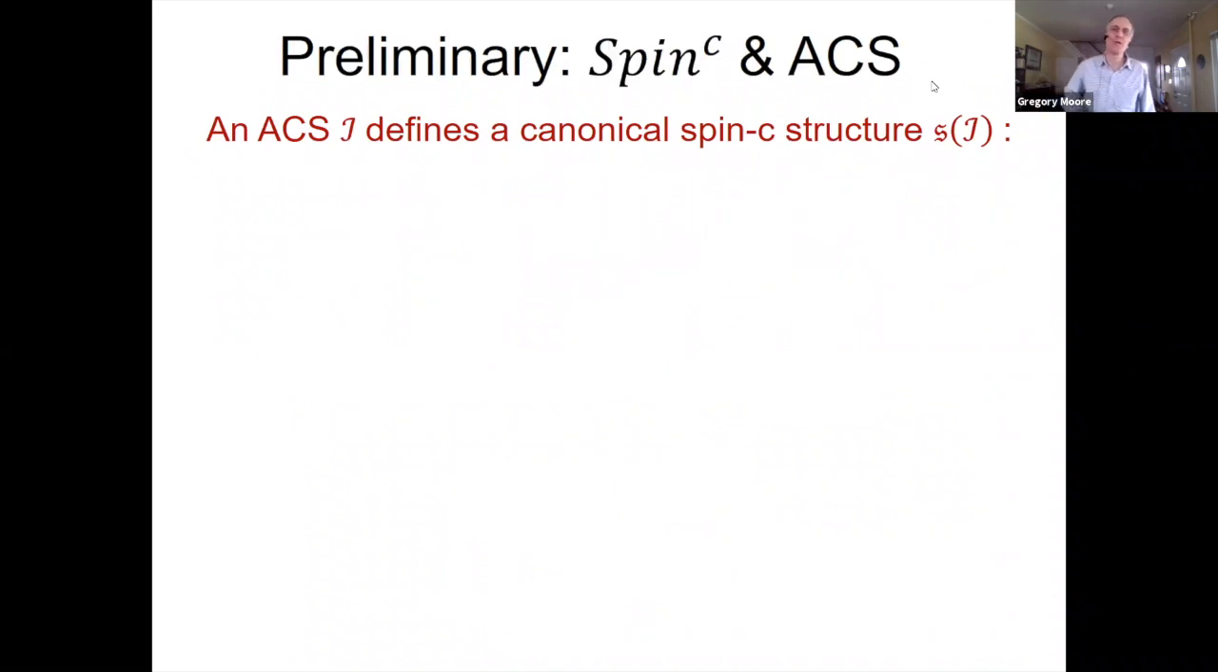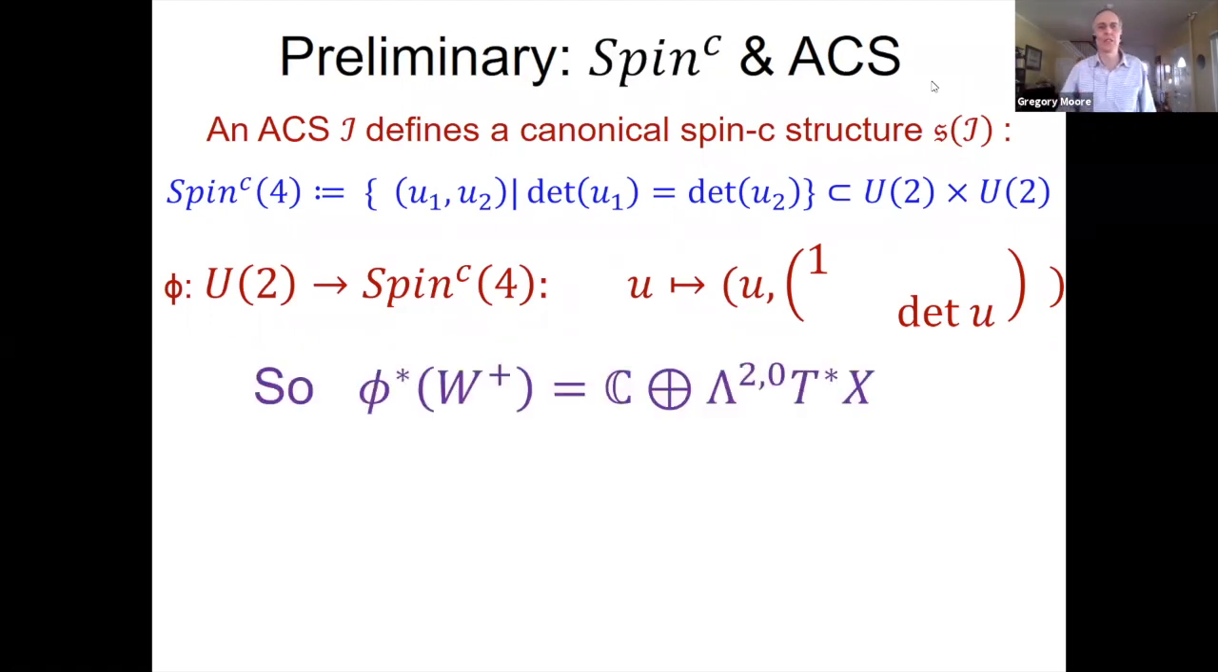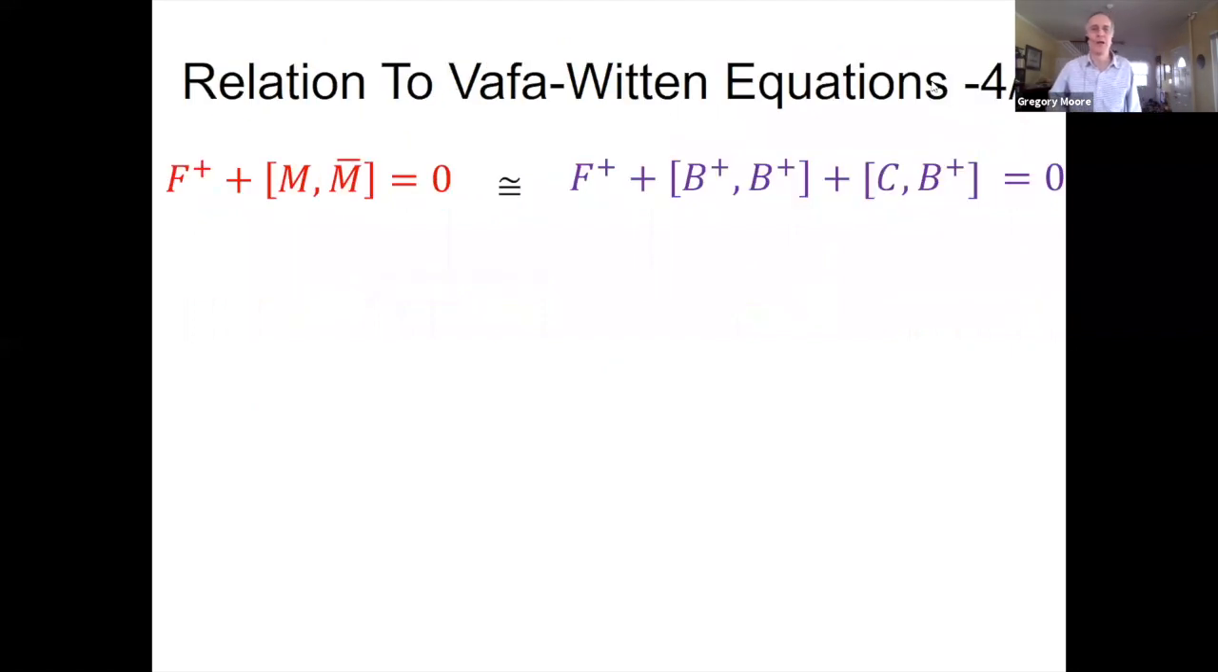As I explained before, an almost complex structure also determines a canonical spin-C structure. And if you look at this diagonal matrix, you see that the pullback of the chiral spin bundle is the trivial bundle plus the 2-0 forms. So it makes sense to identify the Vafa-Witten and the Seiberg-Witten fields this way. And indeed, if you do that translation, the first of the Seiberg-Witten equations becomes the first of the Vafa-Witten equations.